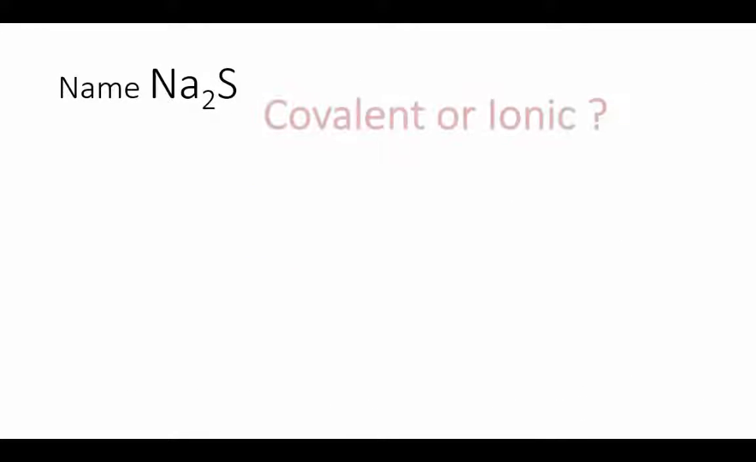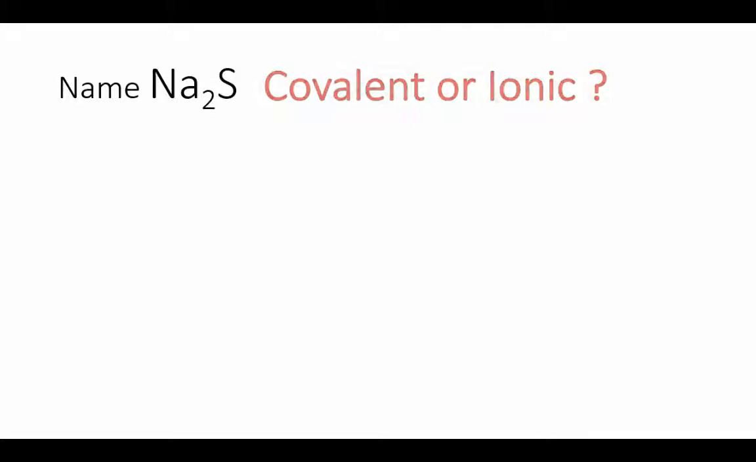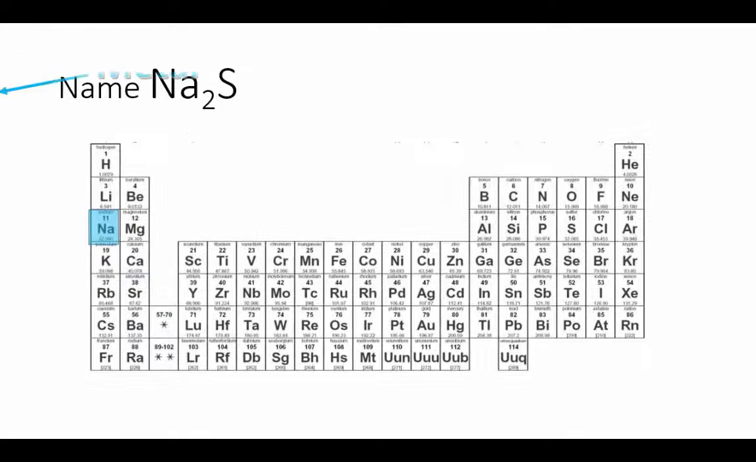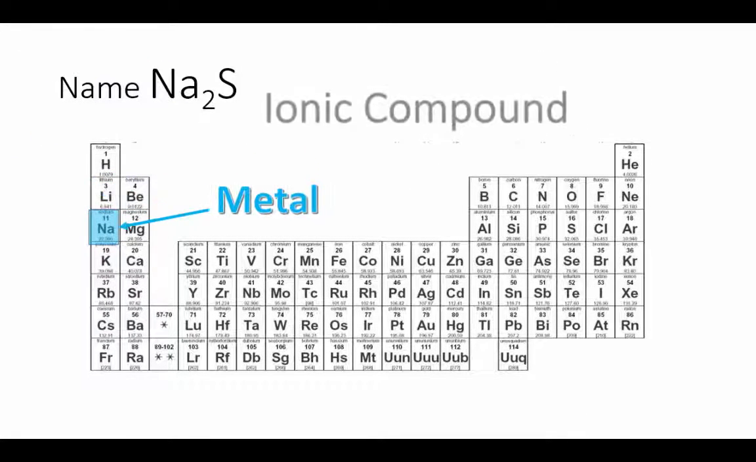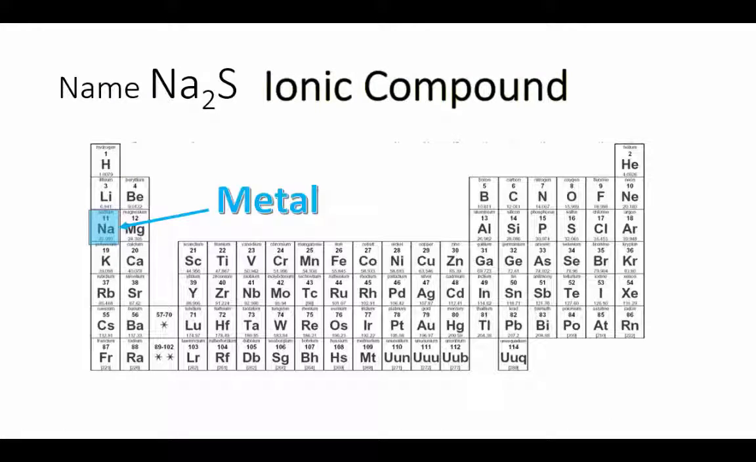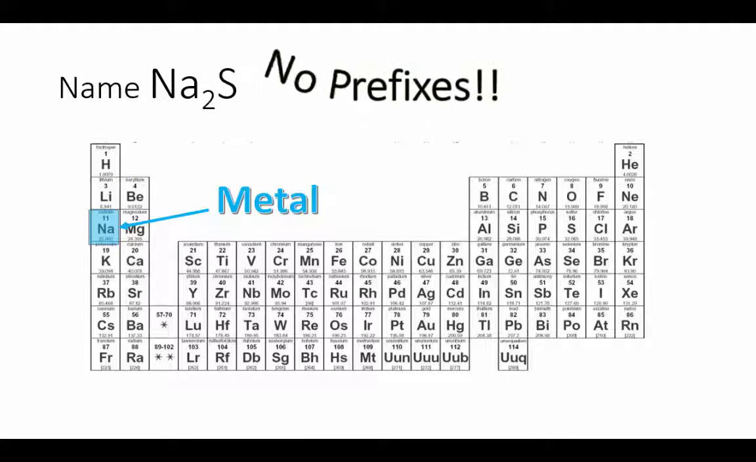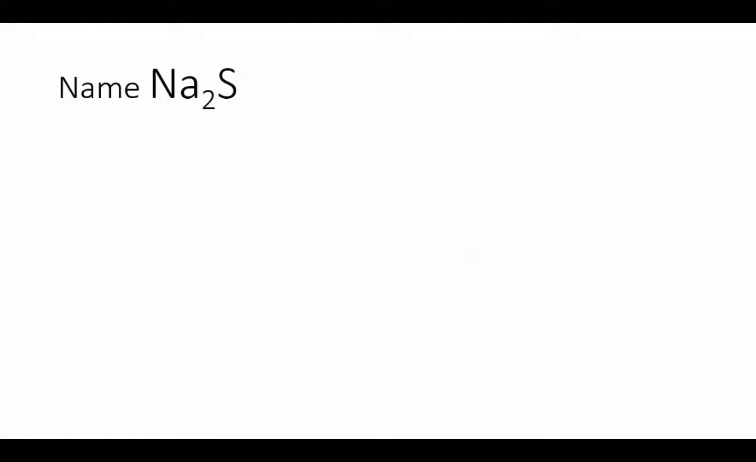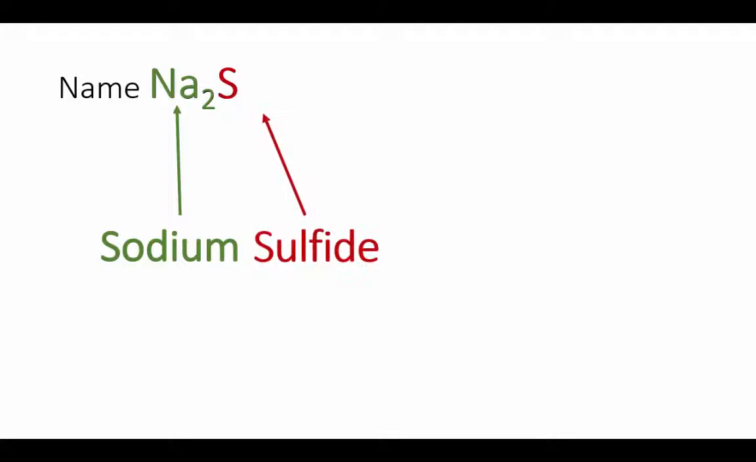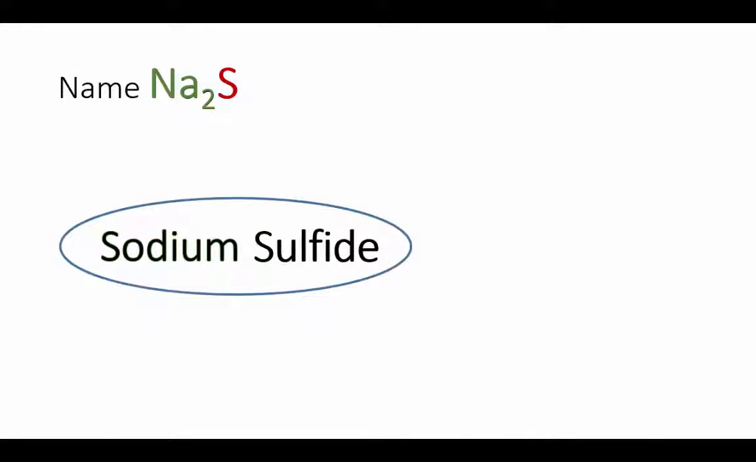Our next example, we have Na2S. Is it covalent or ionic? Well, you'll find that sodium on the periodic table happens to be a metal, and therefore this is an ionic compound, and it's really important to recognize that we will not use prefixes to name ionic compounds. So let's just name this as we should. The first element is sodium, has only 1 charge, so we don't use a Roman numeral. S is sulfide ion, so we just call this sodium sulfide.